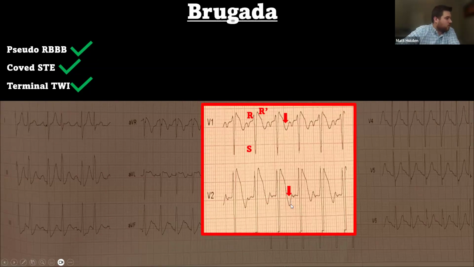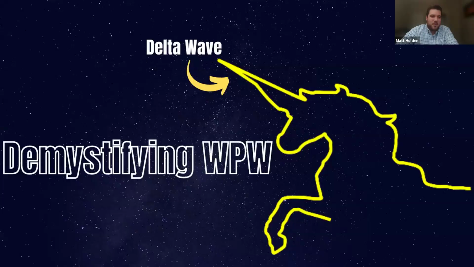So I'm confused. The QRS is down in V1. This is where I say not everything is an absolute. If you have an RSR prime, then you're technically going to have a right bundle branch block. That's why it's a pseudo right bundle branch block morphology. Unfortunately, the further in the weeds you get, the more confusing it gets.